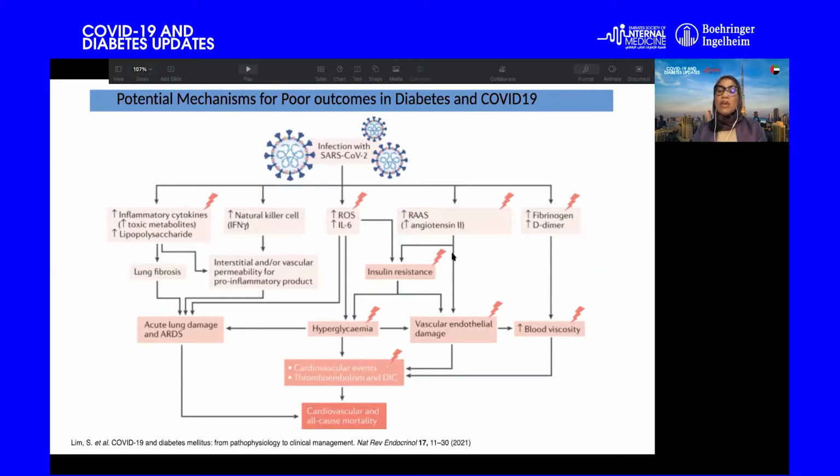We know that activation of the renin-angiotensin system also may lead to this vascular endothelial damage. Increasing the D-dimer and fibrinogen increases the blood viscosity, and all that conspires to increase the thromboembolism and cardiovascular events, and therefore we get this increase in cardiovascular and all-cause mortality.